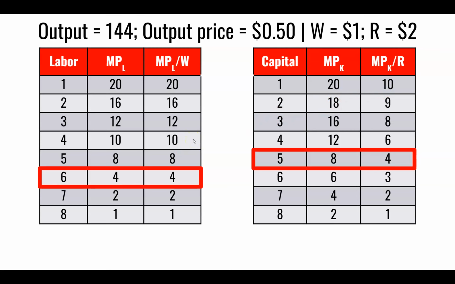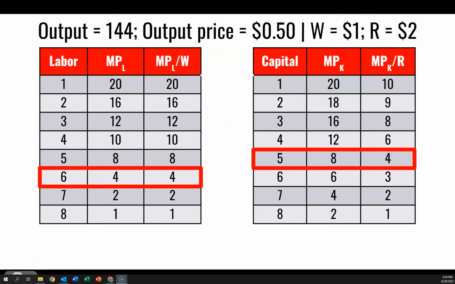But them being equal is not enough because I need to produce 144 items. So right now, I've got 10 plus 12 plus 16 plus 20 produced by labor, and I've got 20 produced by capital. That means I've only produced 78 items. I've added all the marginal products together. That tells me a total of 78 units produced. I need 144. So while the marginal product per dollar spent is equal, I'm not done yet.